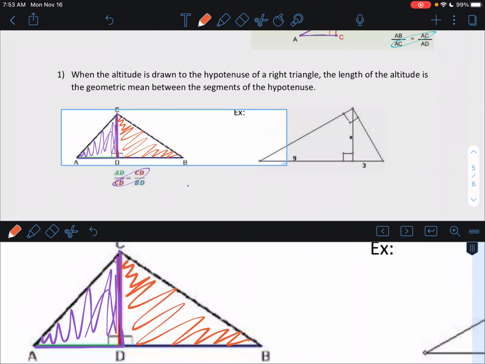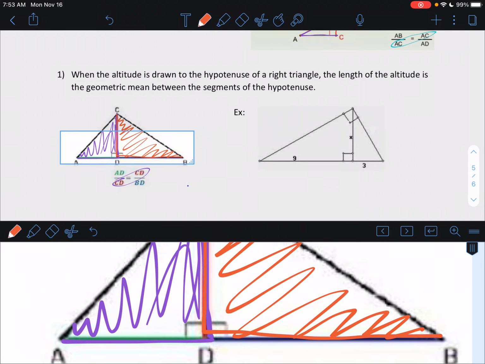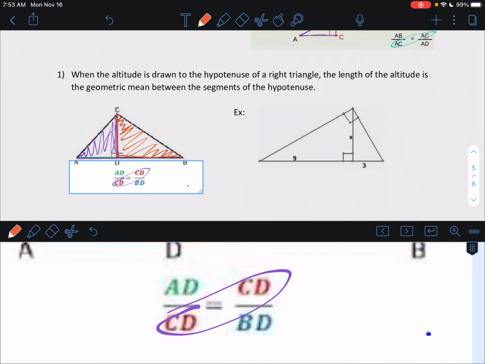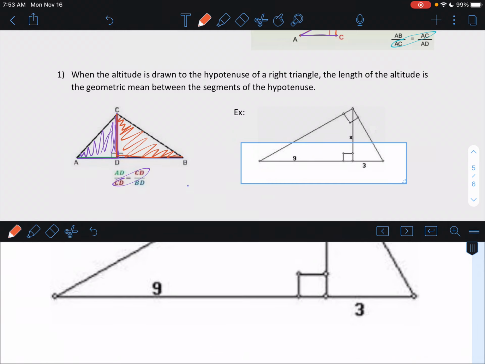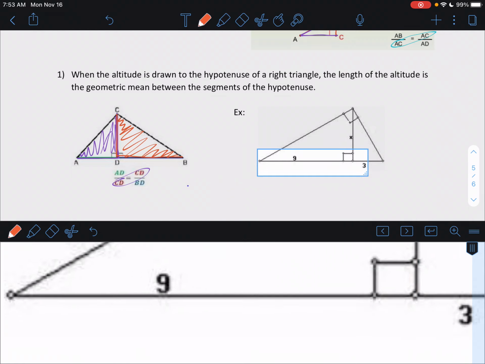And it said CD over BD, so that's the short leg over the long leg, just like with AD over CD. So they did short leg over long leg and set that up as their proportion. So let's do it here. I'll do the exact same thing.